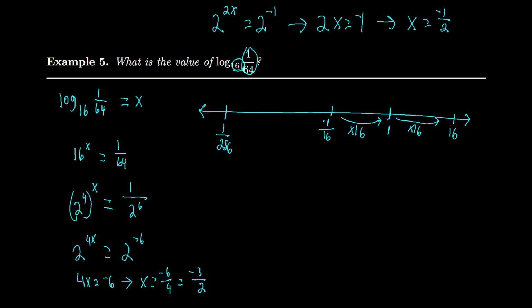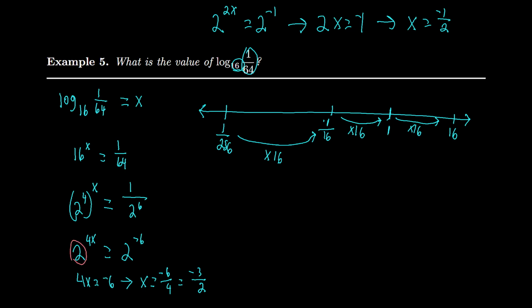If I come from here to here, that's times 16. And if you don't believe me, 16 times 1 over 256, or 1 over 256 times 16, is 1/16. Look it up on your calculator. The number 1 over 64 lies somewhere in here. We don't know where, but it lies somewhere in here. So maybe instead of jumping by 16s, we can jump by some other increment. So maybe we can jump by 2s.